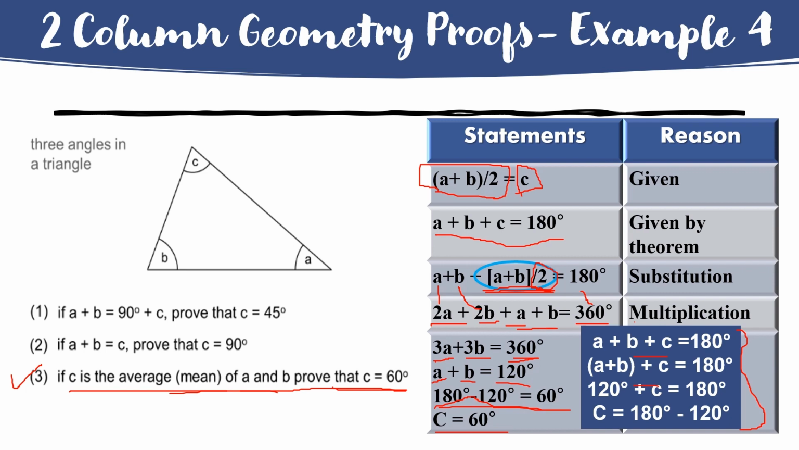We had A plus B plus C equals 180 degrees. Well, we solved and we found this answer, A plus B equals 120 degrees. So we substituted 120 for the A plus B, added it to the C, and then we simplified it by subtracting 120 from both sides, and that's how we got C equals 60. So we have proven that C is equal to 60 degrees in this particular example.